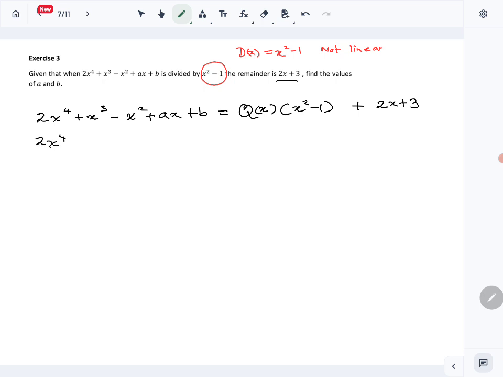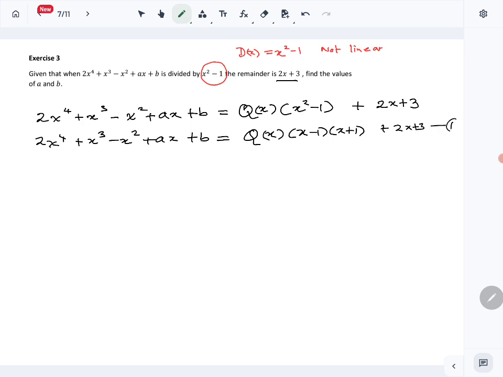So x squared minus 1, factor it. How can you factor it? Difference of squares. So it's going to be x minus 1, x plus 1, plus 2x plus 3.